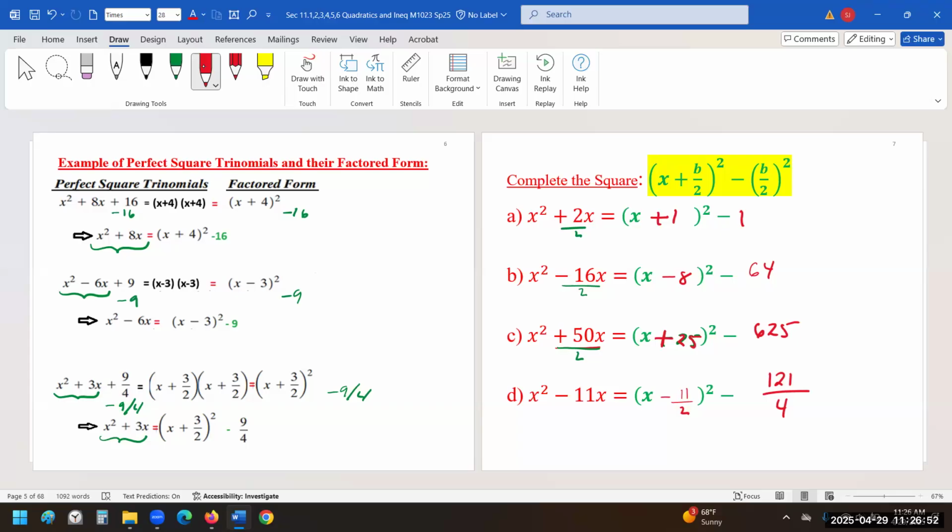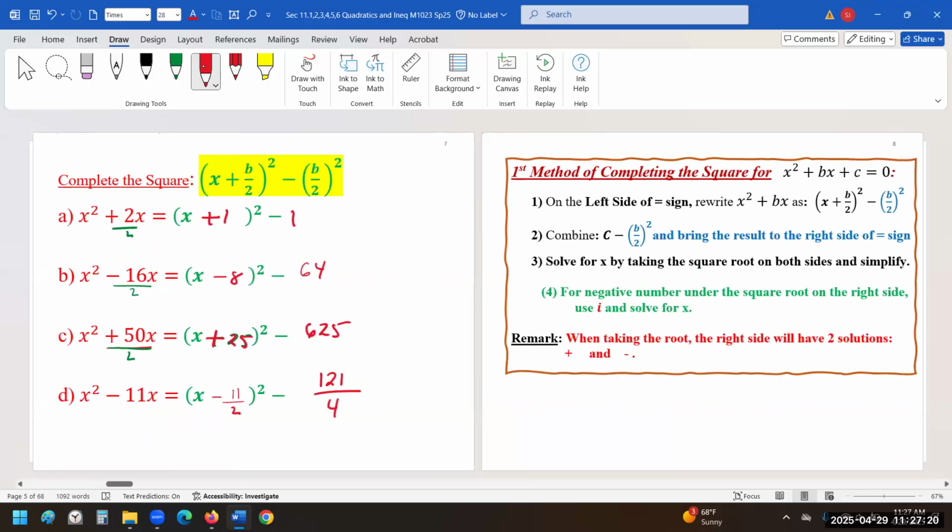But in order to do that, our condition is a has to be 1. We cannot have any number in front of x squared. If you do, there are two choices. Either see if you can factor it out, or divide both sides by the same number so that your x squared becomes 1. So your a becomes 1. Okay, so that's how we do it.